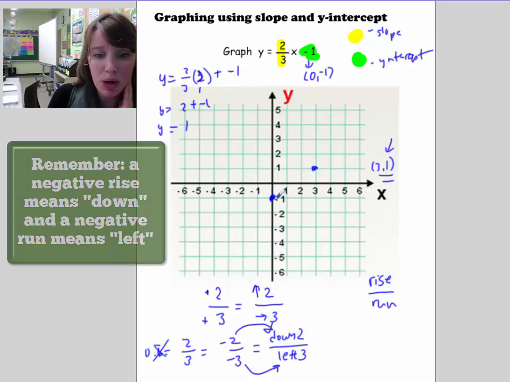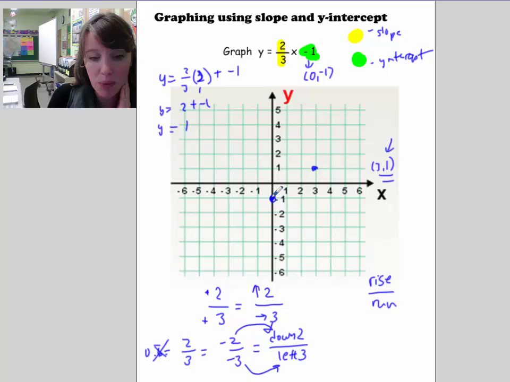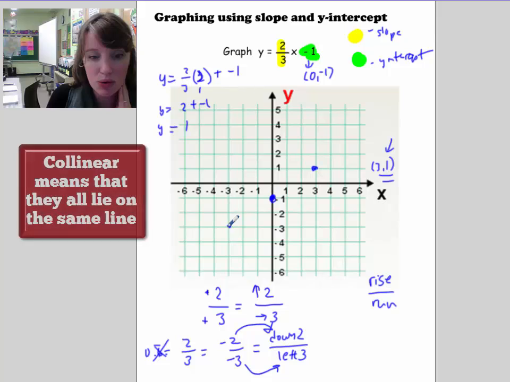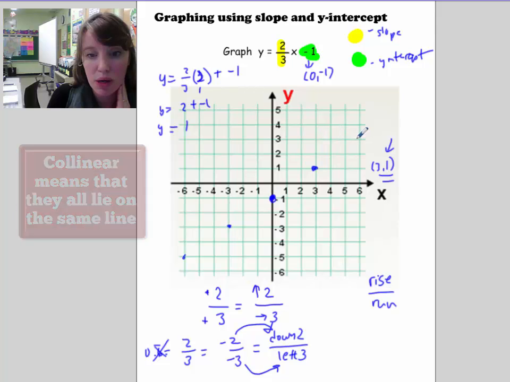Okay, so from this point right here, we could also have gone down 1, 2 and gone left 1, 2, 3. What you'll notice about these 3 points is that they are collinear, meaning they create a straight line. So let me go do it again. 1, 2, 1, 2, 3. There's a point in the line, and up 1, 2, and over 1, 2, 3.